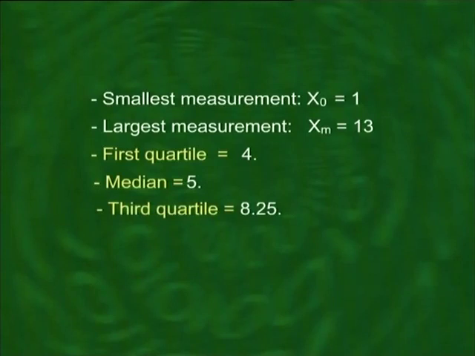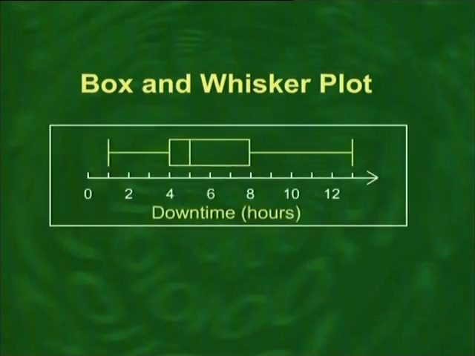Also, we need to compute the first quartile, the median, and the third quartile, and for this particular data set, these values come out to be 4, 5, and 8.25. As such, we obtain a box and whisker plot which you now see on the screen.